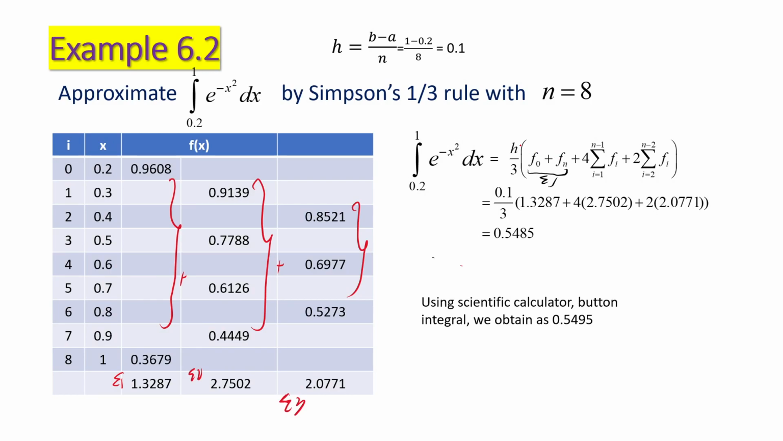F naught plus Fn, h over 3, 0.3 divided by 3. F naught plus Fn here is 1.3287, plus 4 times summation 2, sum 2 is 2.7502, plus 2 times the third sum, which is 2.0771. Calculate in one step using your scientific calculator. You obtain this value.